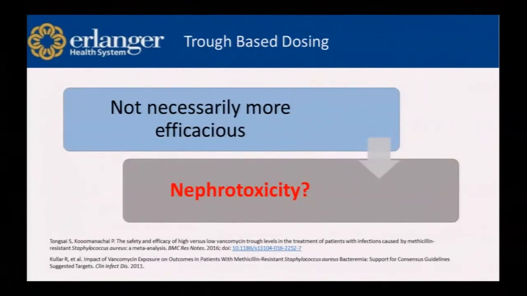So to summarize what I just talked about, trough-based dosing, which was found in a few meta-analyses, is not necessarily more efficacious when you're targeting these trough goals of 15 to 20. And now I'll move into talking about, is it more nephrotoxic?